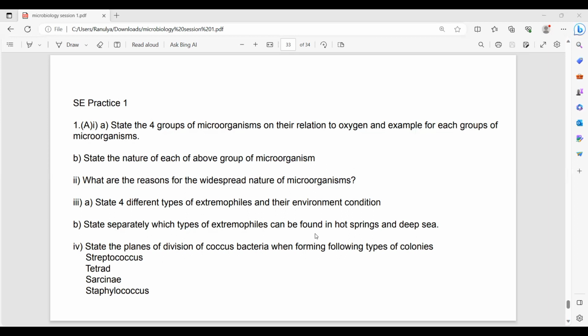Last one, state the planes of division of coccus bacteria when forming following types of colonies. Streptococcus, plane of division, 1 plane, right? Eka plane එක බෙදෙනවා and formed cells, they remain attached in chain-like pattern. Tetrad means cells divided in 2 planes and 2 planes. Sarcinae, cells divided in 3 planes, and Staphylococcus, cells divided in multiple planes. Okay?